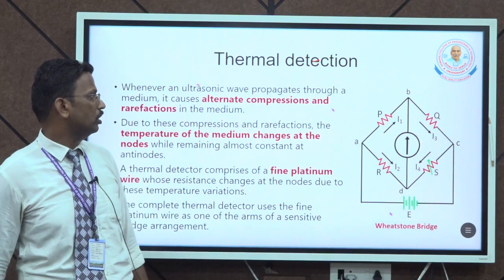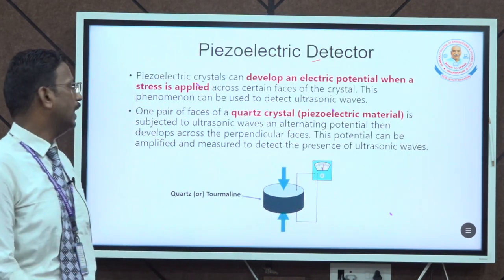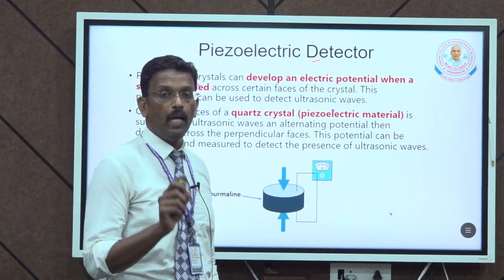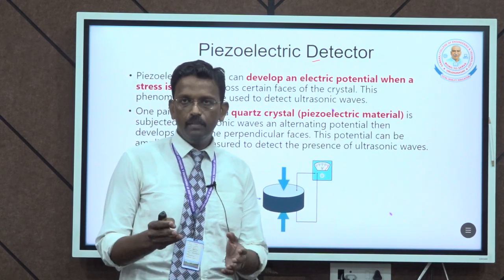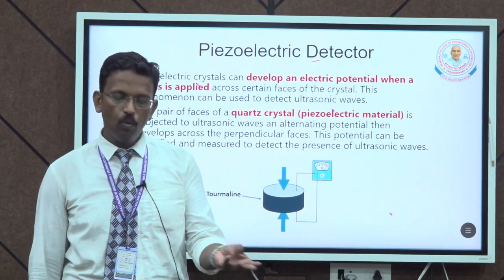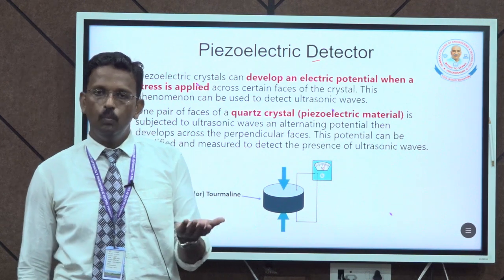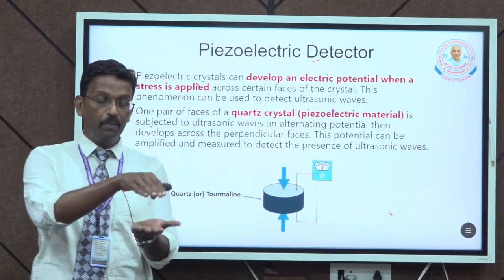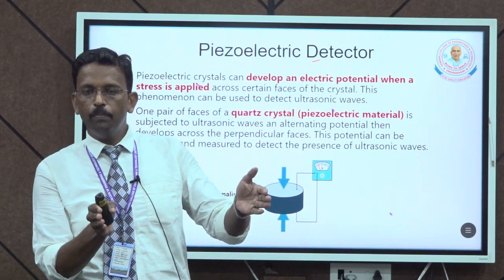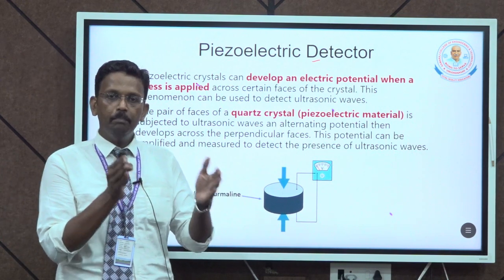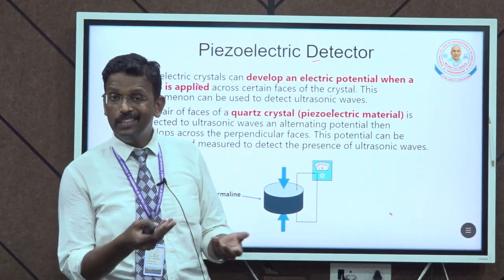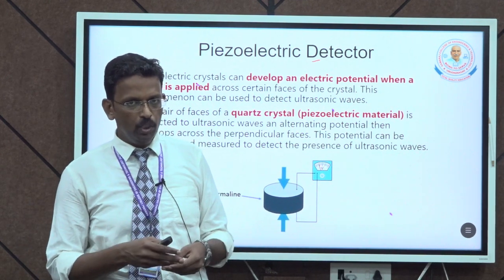And the last method is called the piezoelectric detection method. As we know, the piezoelectric effect exists only in certain types of crystals like quartz, tourmaline and rock salt. When these crystals are subjected to pressure on one pair of opposite faces of the quartz crystal, equal and opposite charges are induced on the other pair of opposite faces. With the help of this effect, we can easily detect the ultrasonic wave. How can we do that?